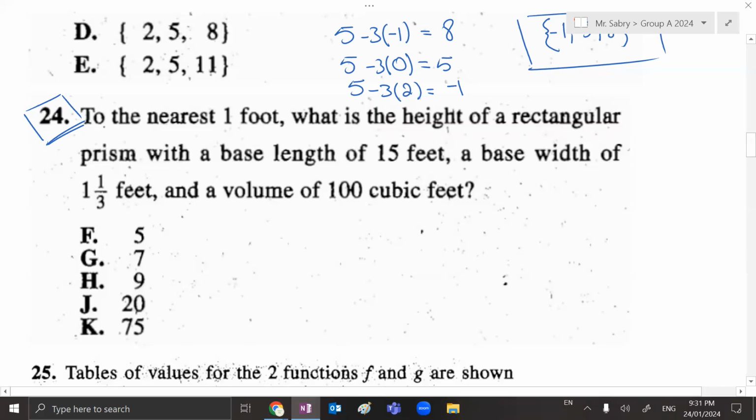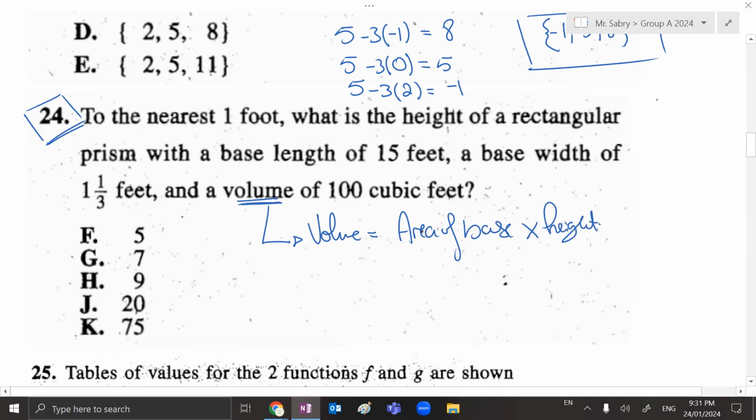It's okay. بيقول لي هنا to the nearest 1 foot what is the height of a rectangular prism with a base length of 15 and a base width of 1/3 and a volume of whatsoever. So برضه we're supposed to work from what we know or from something that we know a rule for. And المفروض we know the rules of all volumes because the volume of any shape whatsoever أيا كان هو إيه it is the area of the base and then multiplied by the height. It depends on the shape.